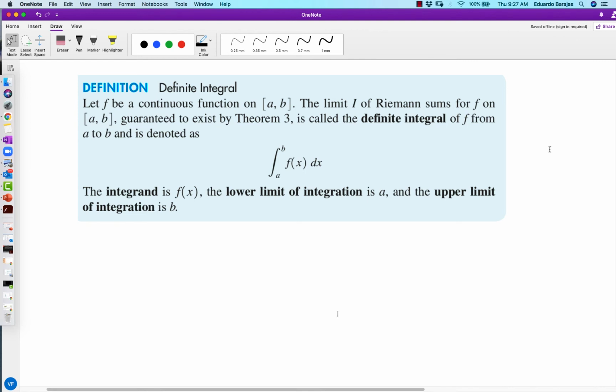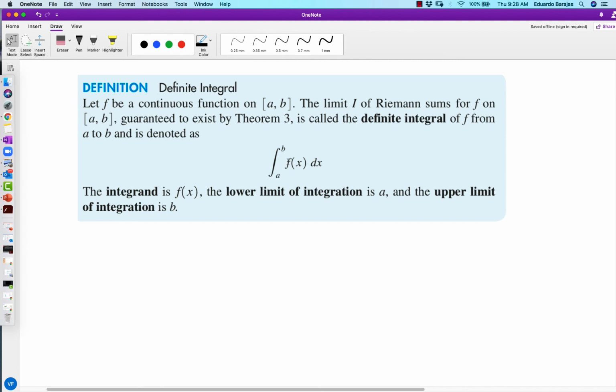And finally, we arrive at the formal definition of a definite integral. So let f be a continuous function on the set a to b. The limit capital I of a Riemann sum for f on a to b, guaranteed to exist by the previous theorem, is called the definite integral of f from a to b and is denoted using this notation, right? It's like an elongated s, representing sum, because it's a sum of rectangles. But it's an elongated s called the integral. And then the a and the b are called the limits of integration.